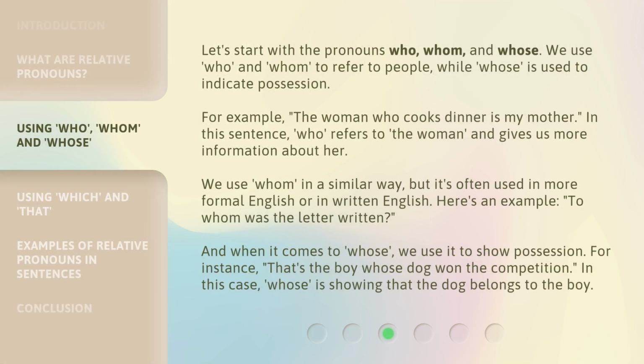Let's start with the pronouns who, whom, and whose. We use who and whom to refer to people, while whose is used to indicate possession. For example, the woman who cooks dinner is my mother. In this sentence, who refers to the woman and gives us more information about her. We use whom in a similar way, but it's often used in more formal English or in written English. Here's an example. To whom was the letter written?